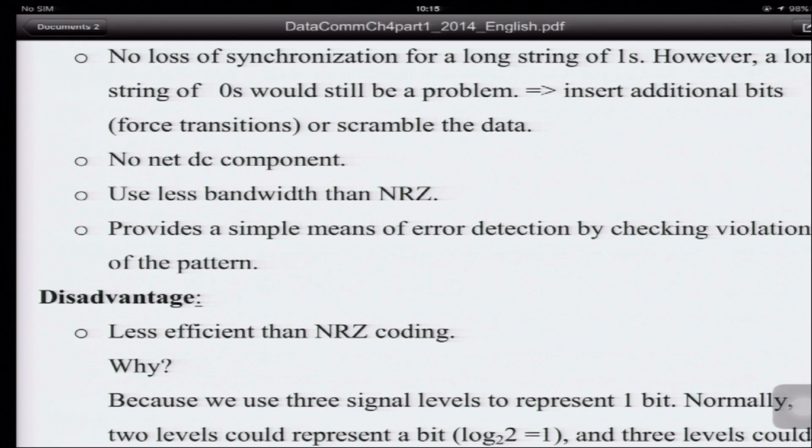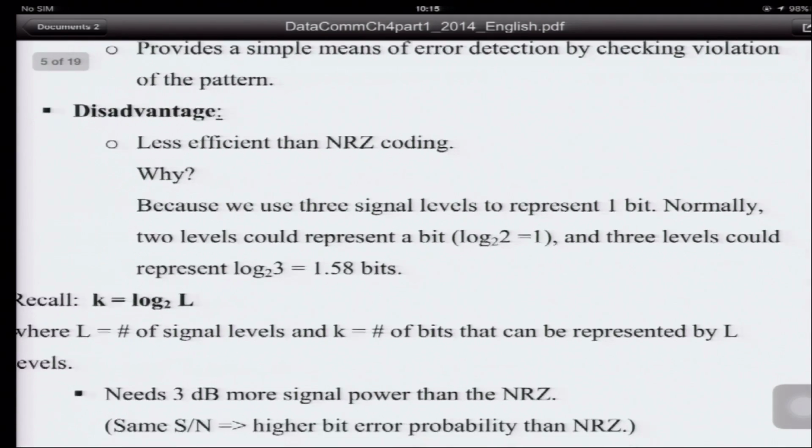pattern. So you see plus voltage, and then plus voltage again. There must be something wrong. If you agree that you use AMI and you see plus voltage, then the next one has to be minus, and then plus and then minus, right? So if you have plus, plus, plus, something like this, you know that something is wrong. So this is a kind of built-in error detection.